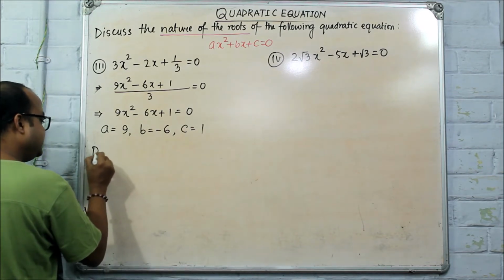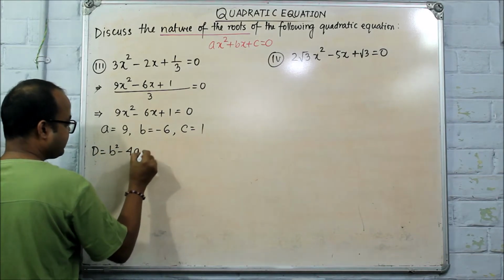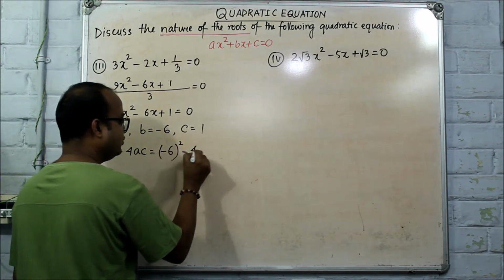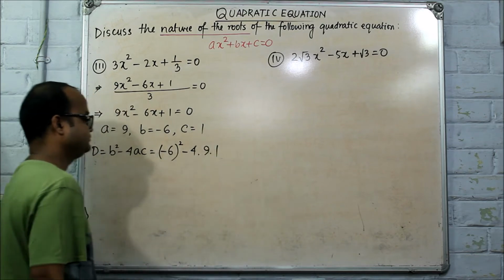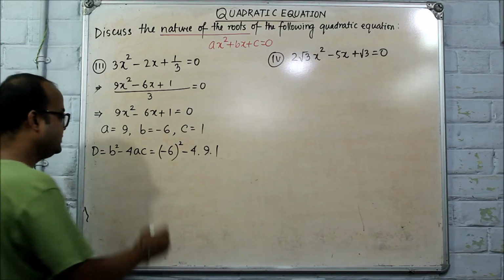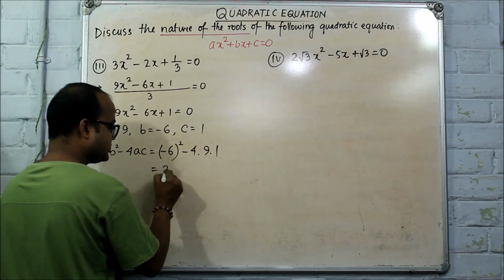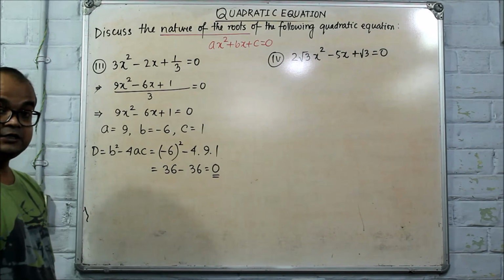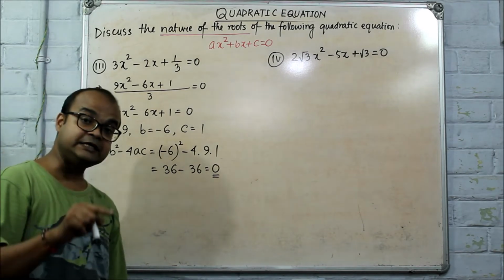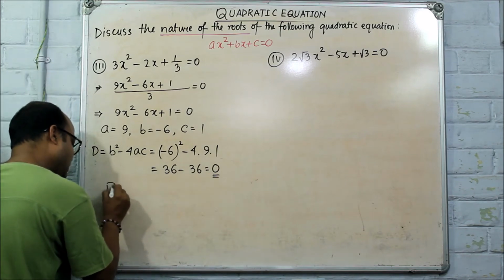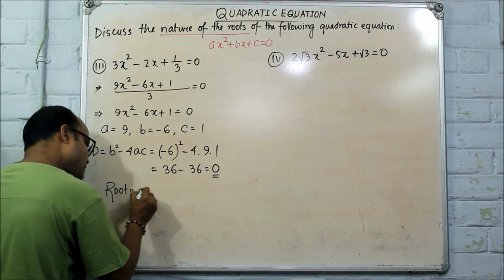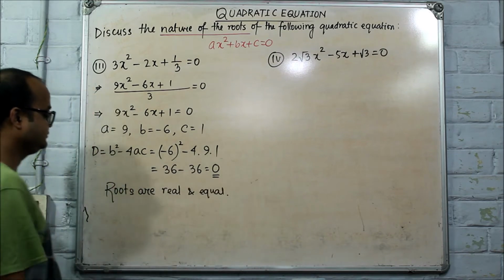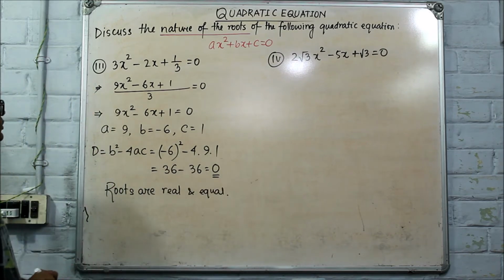Now we apply D is equal to B square minus 4AC. B square, that is minus 6 square minus 4 into A into C. So this is equal to minus 6 square means 36 minus 36 is equal to 0. When D is equal to 0, roots are real and equal. So you write roots are real and equal.